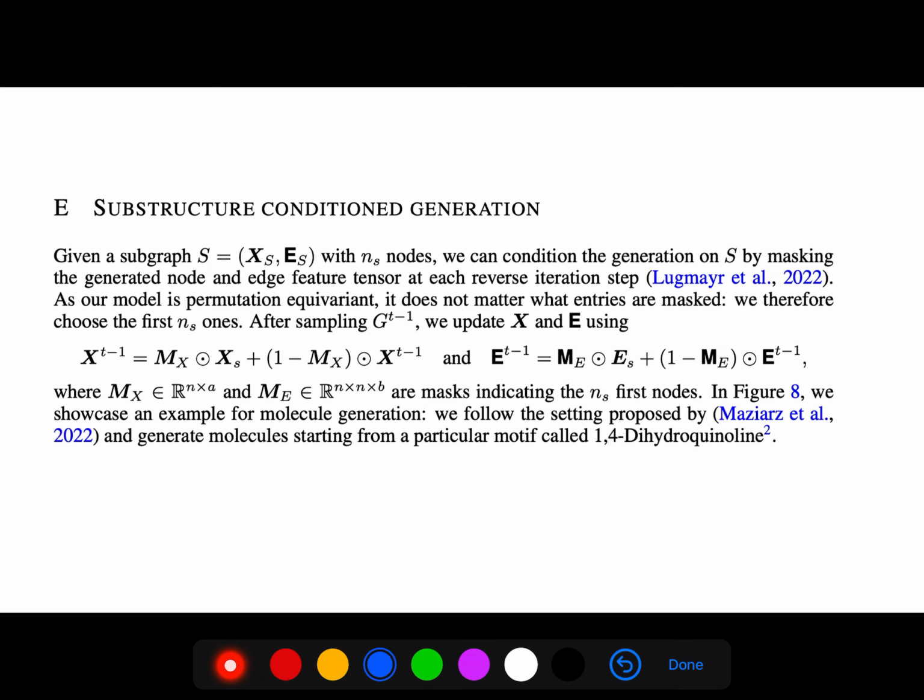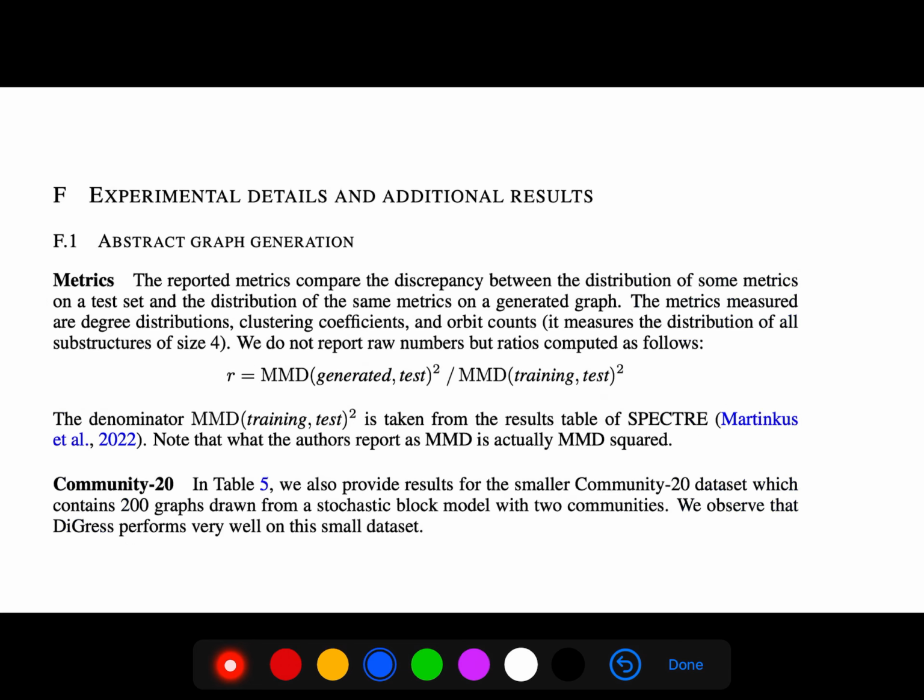they say our model is permutation equivariant. It doesn't matter what entries are masked. We therefore choose the first n ones. After sampling, we update x and e. And experimental details, additional results. This is abstract graph generation.